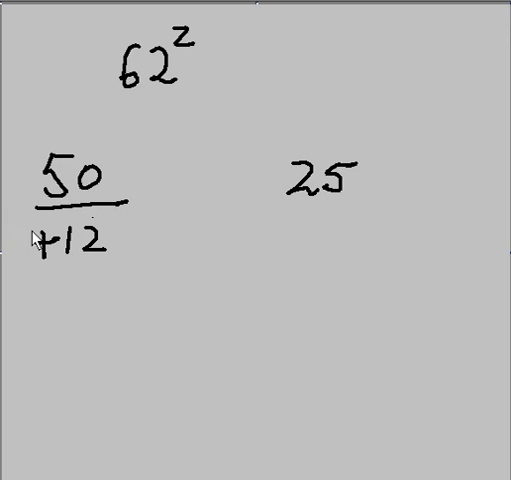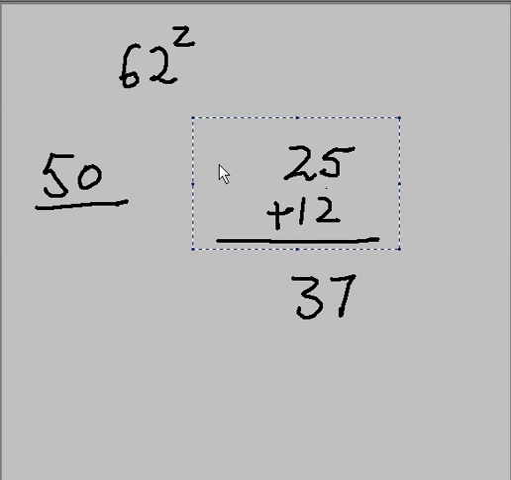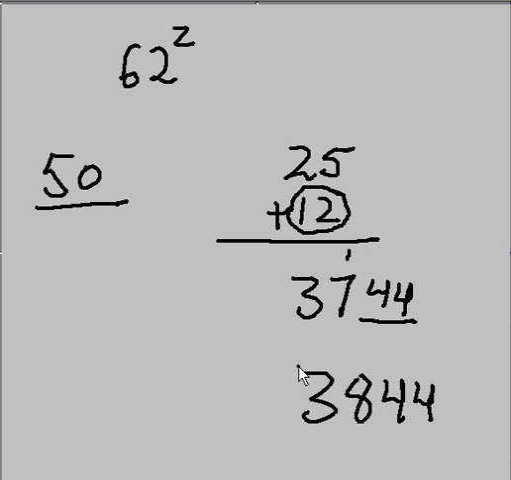So now what do I do? I take that plus 12, I add it to 25. I get 37. There are my first two digits. Now what do I do? Now I take the plus 12 and I square it. I get 144. I only have room for two digits though, I'm in trouble. Oh no, I just go like this. 144. And I just very easily add to get 3844. And that is my answer.